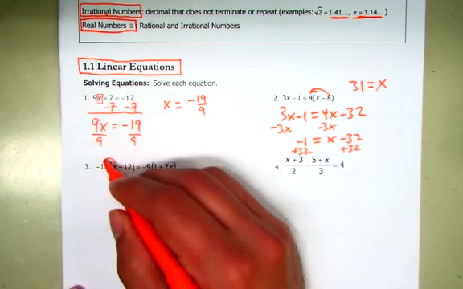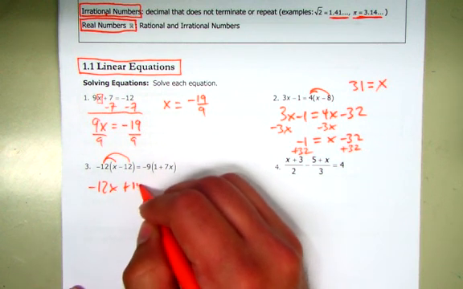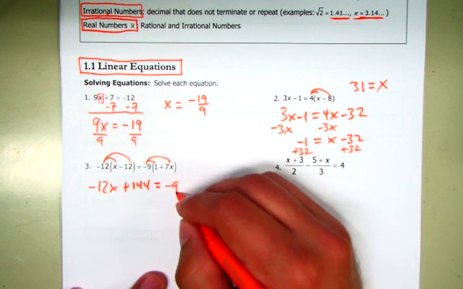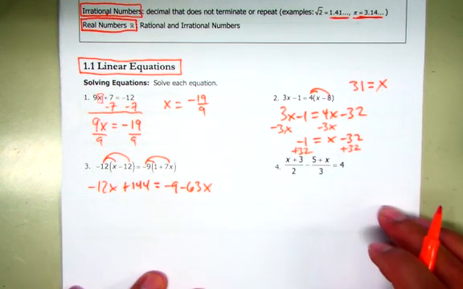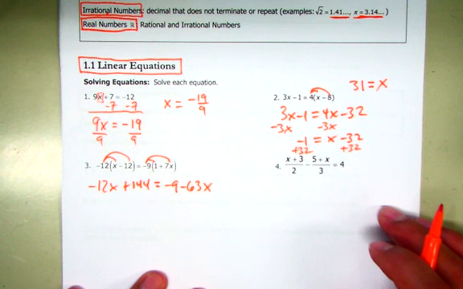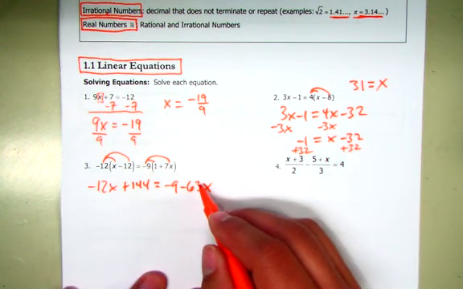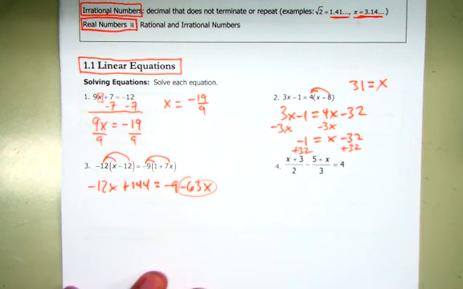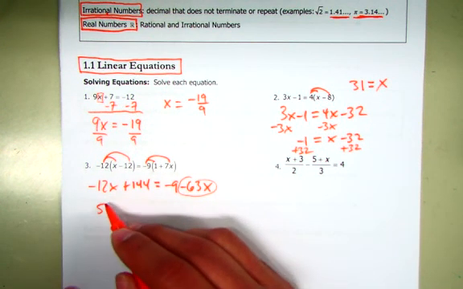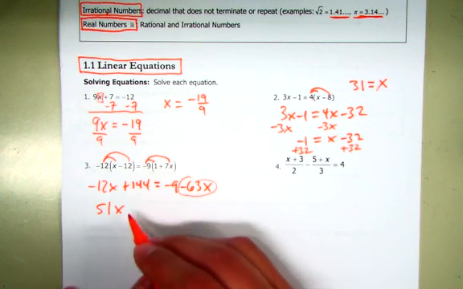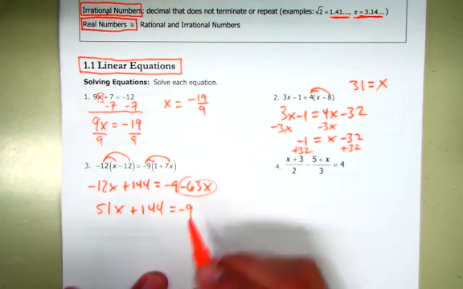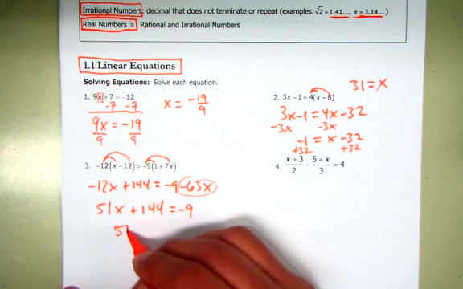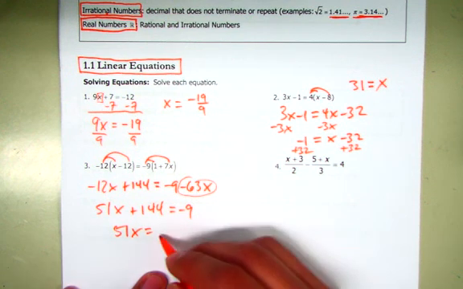Distribute on both sides now, so negative 12x plus 144. Distribute the negative 9, so that's going to be negative 9 minus 63x. And now we're just going to move some stuff around. So if I add 63x to the other side, now I'm going to get 51x plus 144 equals negative 9. And then now you can subtract 144. So that'll be negative 153.